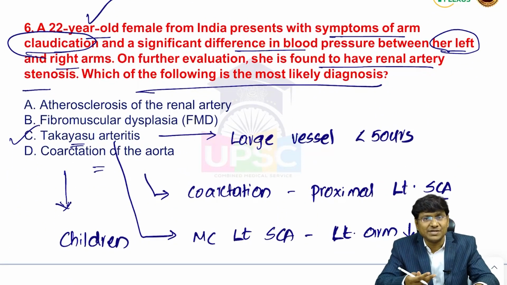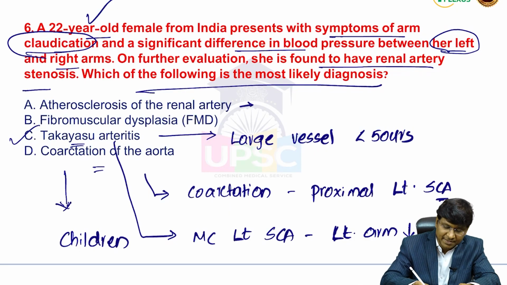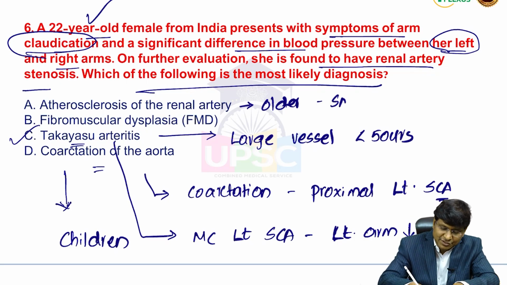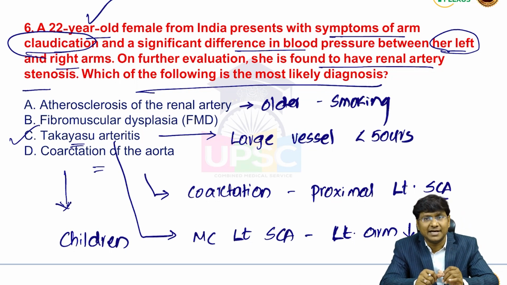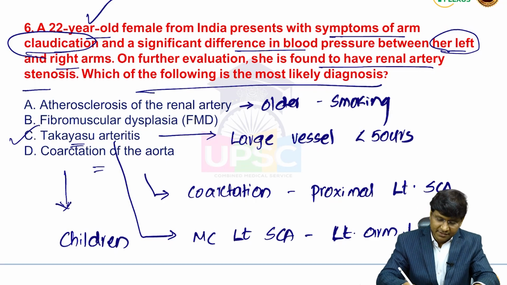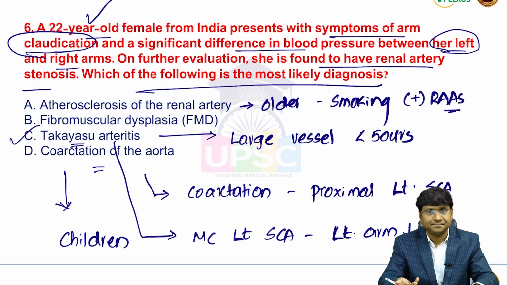So you take the other options: atherosclerosis of the renal artery. It is commonly observed in older individuals, not in a 22-year-old female. When there is atherosclerosis of the renal artery, the risk factor you need to know is smoking. So most of the time there will be a smoking history. Once there is atherosclerosis of the renal artery, there will be decreased renal perfusion causing excessive activation of RAS, and these patients will have hypertension.